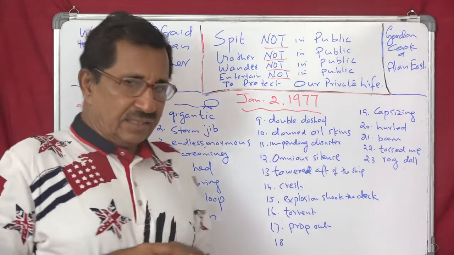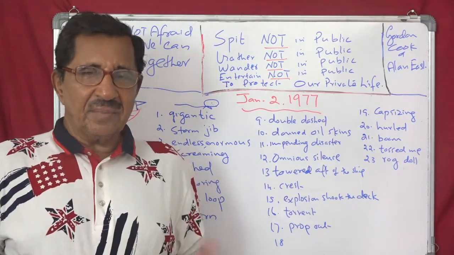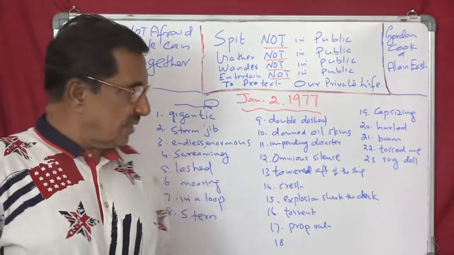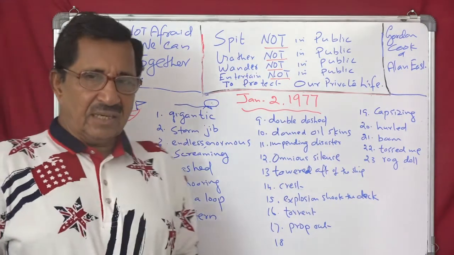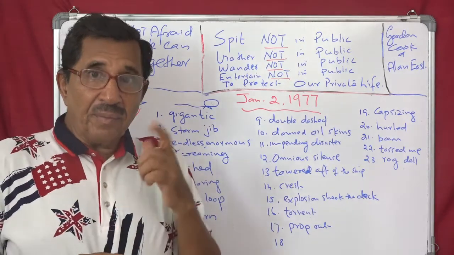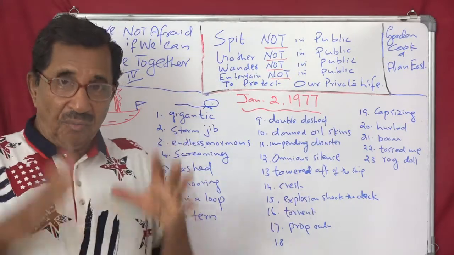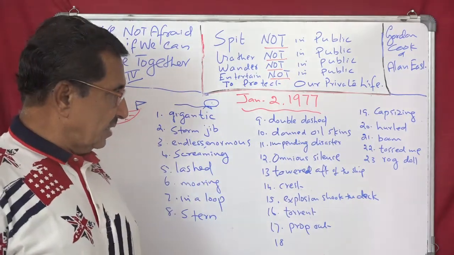Ominous silence. Disaster, you know, a tragic happening, a tragic event is a disaster. Ominous means threatening. Ominous comes from the word omen. So bad omen, good omen, you say. So the ominous, threatening silence.